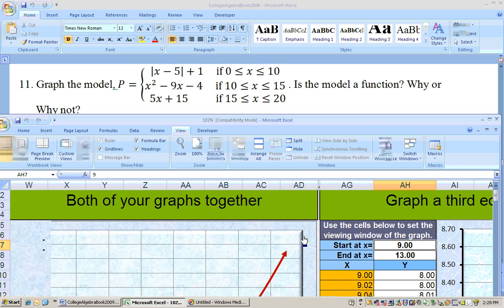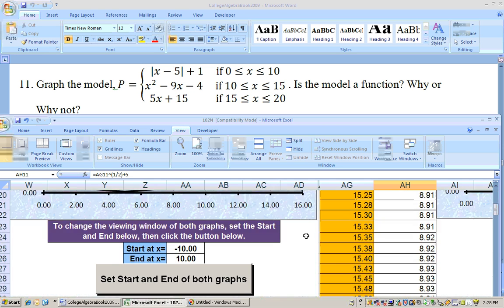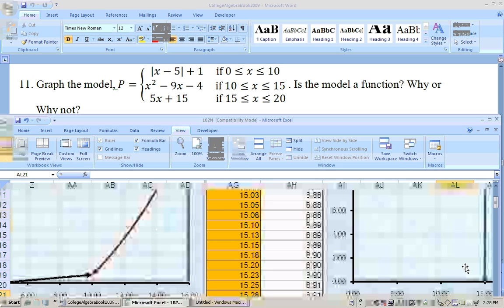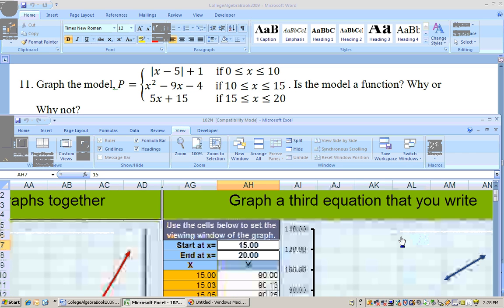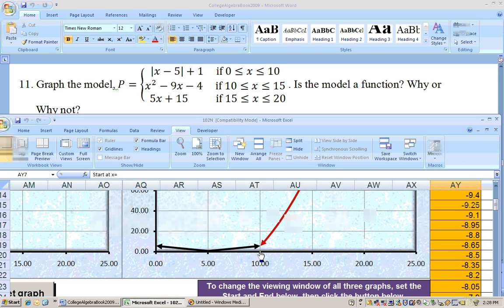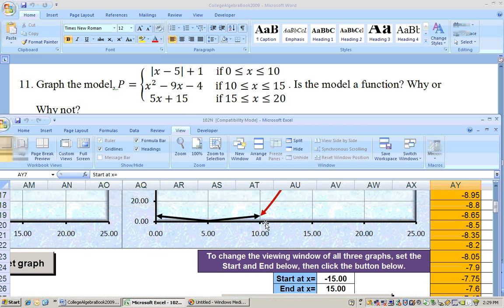Clear over here, and this one is going to go from 15 to 20, and this equation is equals 5 times x plus 15. Hit enter, scroll down, and let's click the button. There it is. Okay, now let's see all three of these graphs. If I look at all three of these, the first two ended at the same point, but the second and third didn't end at the same point, and they both included the 15, so it's not a function just because of this one spot right here, but it is good practice with graphing piecewise defined functions.